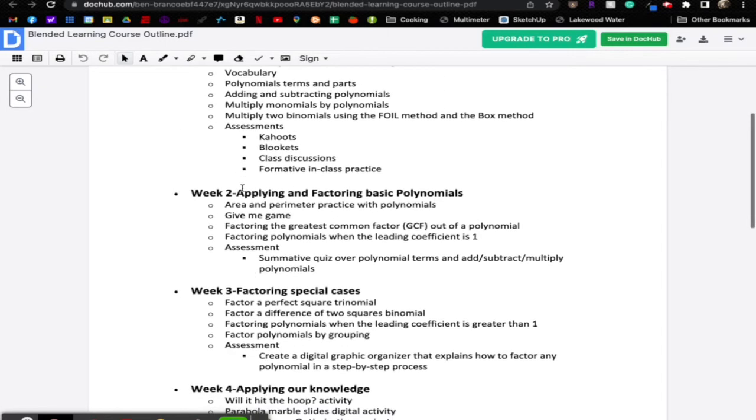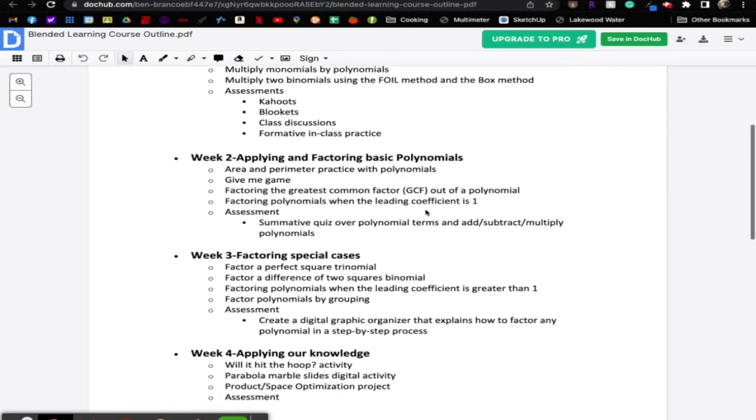The second week of the unit is spent factoring polynomials where there is a greatest common factor or the leading coefficient is 1, as well as applying the basics of multiplying, adding, and subtracting polynomials to do two-dimensional shapes such as picture frames and a bird's eye view of a swimming pool. Assessments during week 2 will be more standard pen and paper mathematical problems.